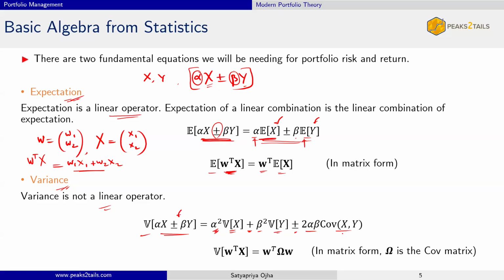All right. In matrix notation, same. So if you have a linear combination given in this form, W transpose X, the variance of this is W transpose variance covariance matrix omega times W. These two are the same, equivalent. Okay. I'll show you a concrete example by using two assets so you can understand all the formulas.